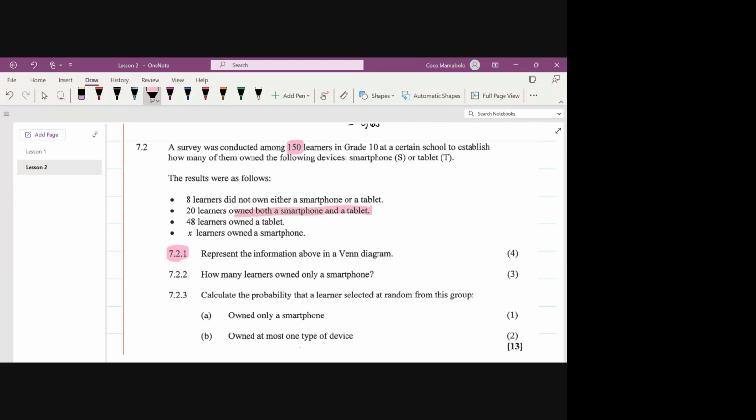We should already know what that means, right? 48 learners owned a tablet, very important, and X learners owned a smartphone. So it's quite important that we get this right. Let's start with just the Venn diagram. Please pop your answer in the chat window.